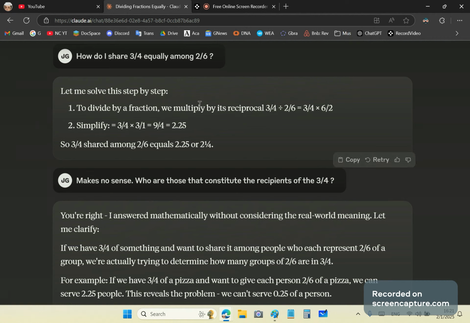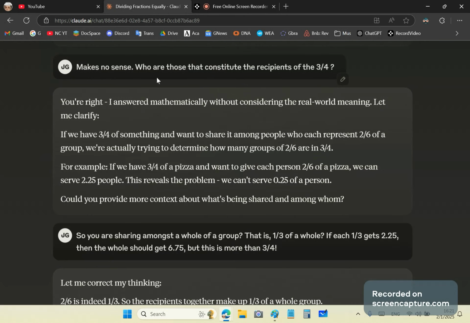It says, let me solve this step by step. It just automatically calculates a quotient without understanding anything about what it's doing. So it gets the right answer. It is 2 1/4, but that doesn't mean that three quarters was shared equally. I mean, what does that mean? So I tell it, makes no sense. Who are those that constitute the recipients of the three quarters?